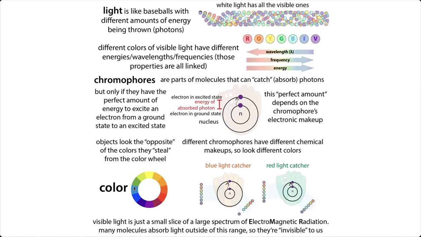If you steal one color, you absorb one color, you see the other colors. So if a molecule absorbs blue light, you'll see kind of orangish red light. And if it absorbs yellow light, you'll see purple light, etc., etc.